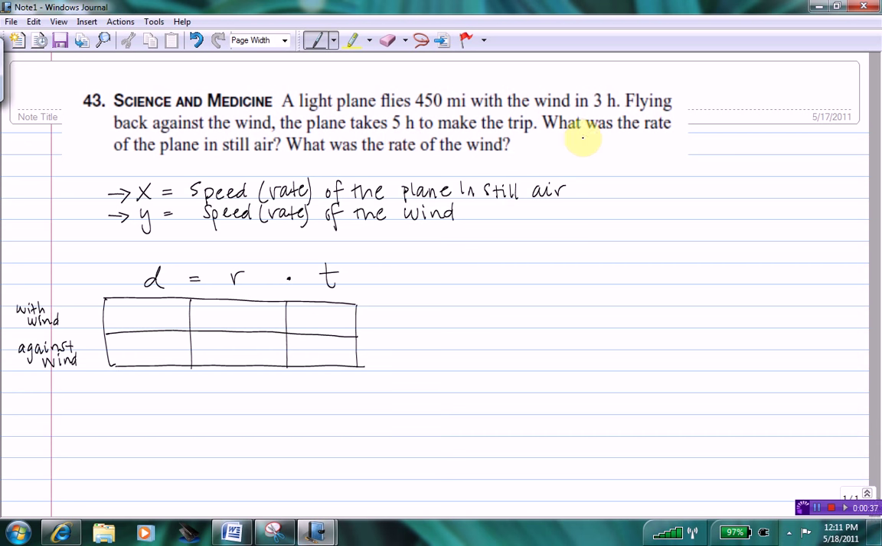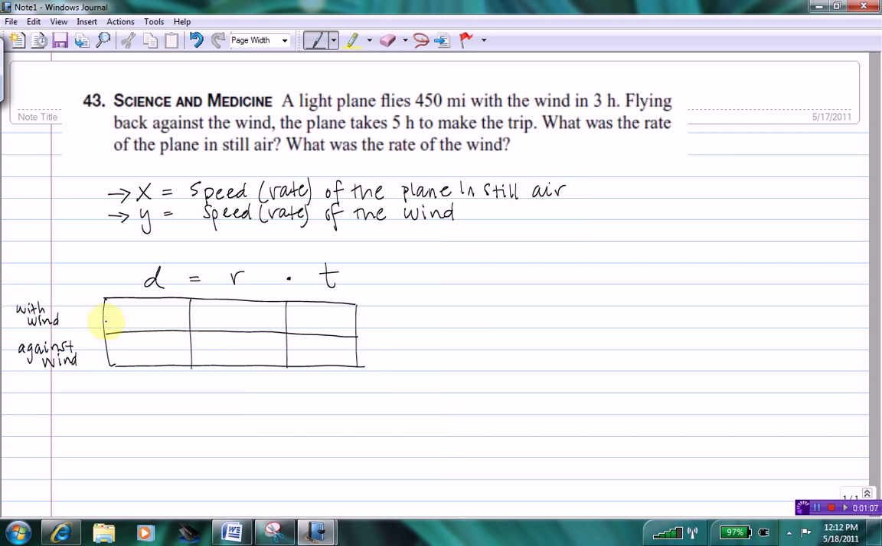Now, as I read this problem, I notice that there are really 3 quantities at work here. I have a distance, I have time being given to me, and then there's a rate that's in question. So the distance equals rate times time formula will be a great asset to us as we work to solve this problem, which is exactly why I have created this chart here. Notice that the heading of each column represents distance, rate, and time.